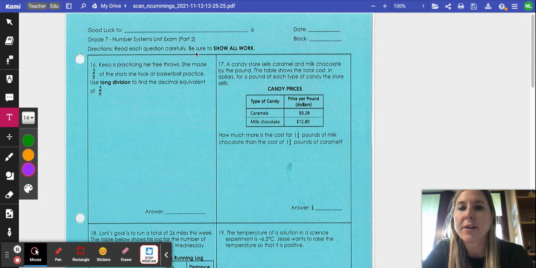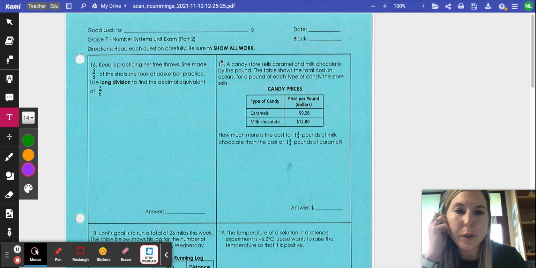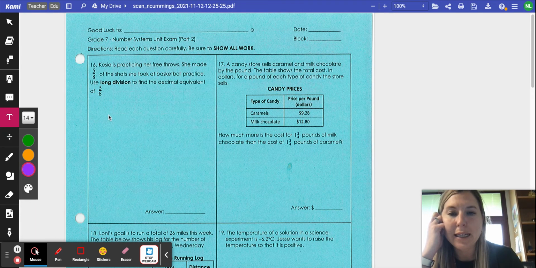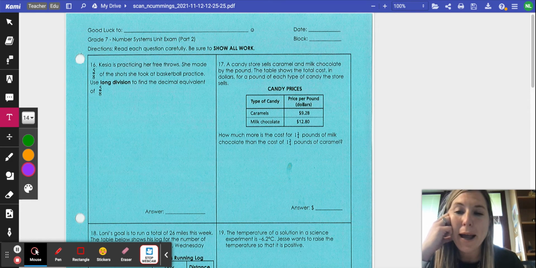Read each question carefully. Be sure to show all work. Remember, that means if you're showing all work, anything you're putting into your calculator, you are writing down in the box underneath the question. All right, so some students were not writing all of their work that they were putting into the calculator. You have to get that because you can get partial credit.